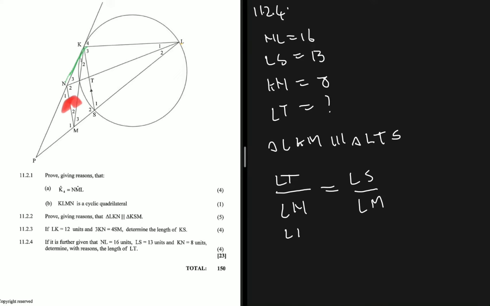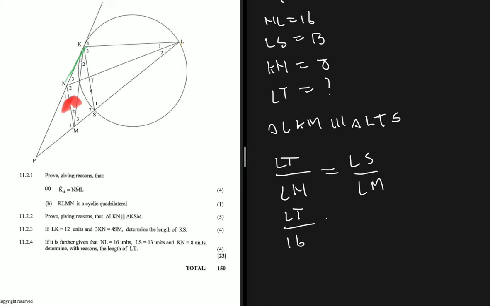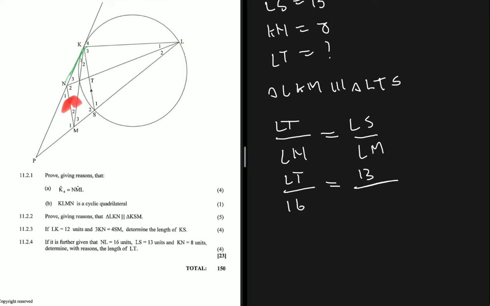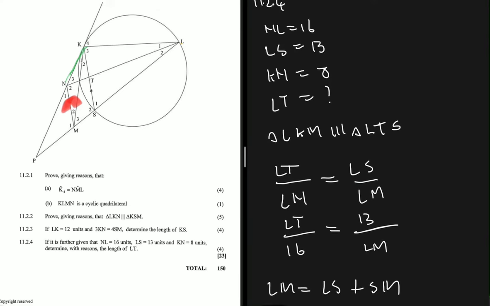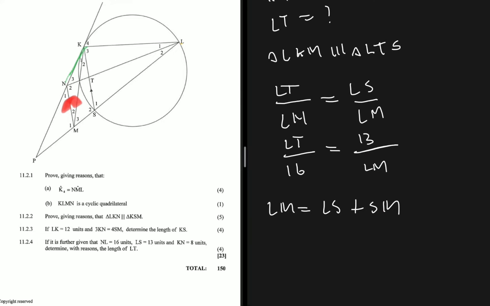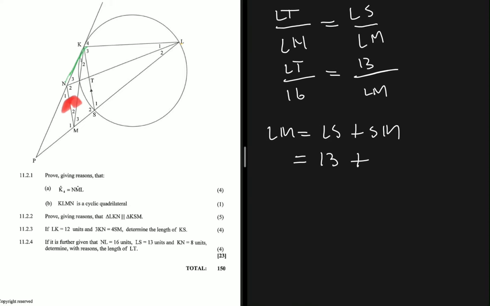So what is LT? LT is our unknown. And then what is LN? LN is given as 16, right? And then what is LS? LS is said to be 13. And then what is LM? Now it seems like we have a problem. We have an LM, which is unknown. But wait a minute. We can see that LM is equal to LS plus SM, right? And now that we have the value of KN, we can determine SM. So we're going to have LM equals LS. LS is said to be 13, right? Plus SM. What is SM?